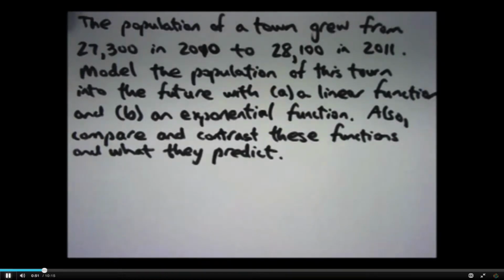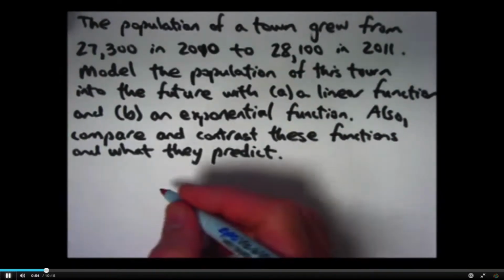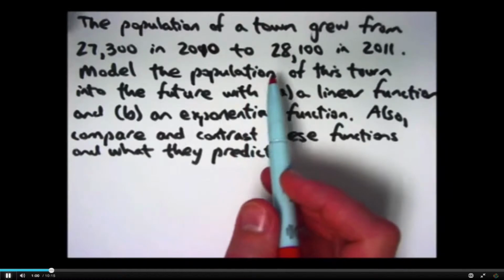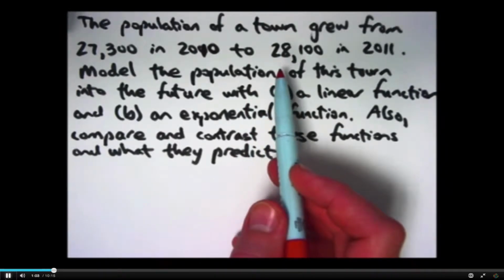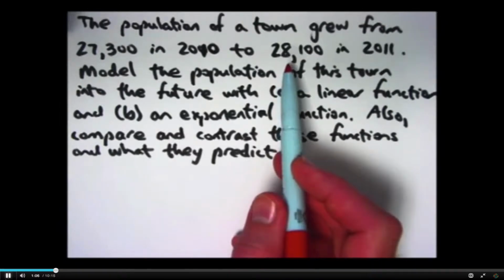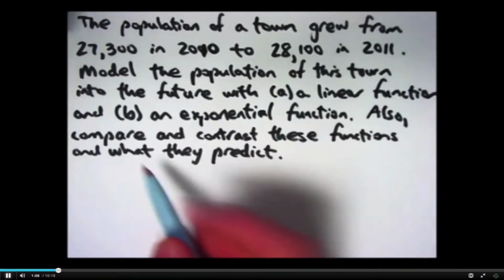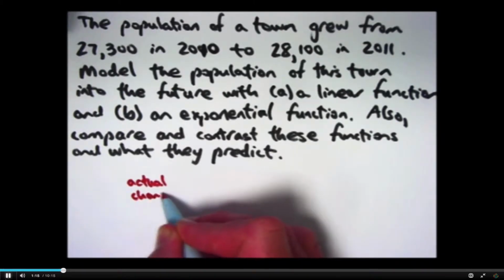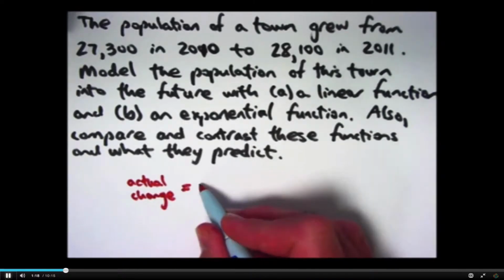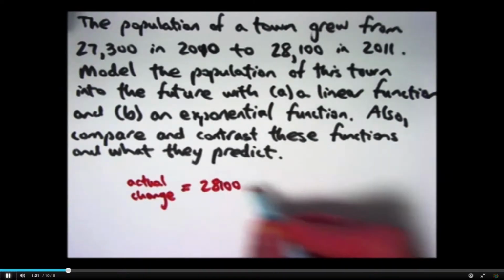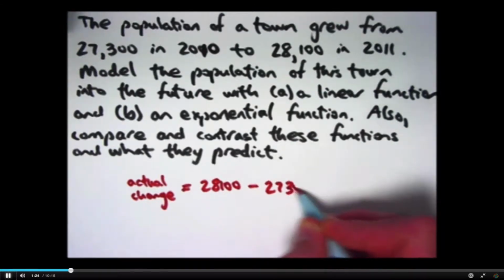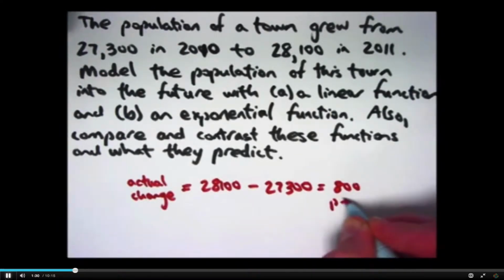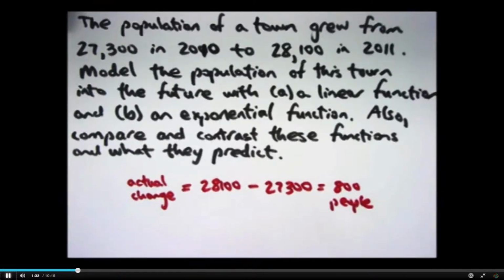All right, before we go ahead and try to write down formulas for these functions and look at their graphs and their values, it's good to think about what's going on here with the population in terms of what many people call absolute change, or I prefer calling actual change, and relative change. What is the absolute or actual change, I'll call it actual, in the population from one year to the next year? It's just the difference. The population in 2011 minus the population in 2010, and that is 800 people. That's the actual change in the population.